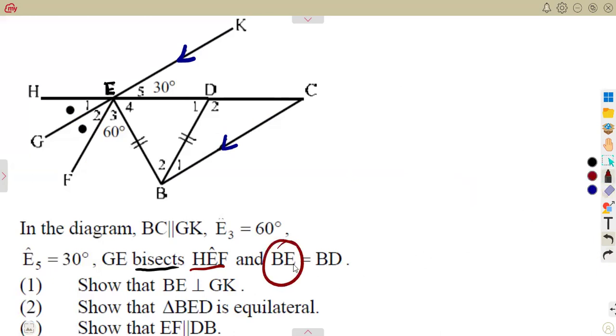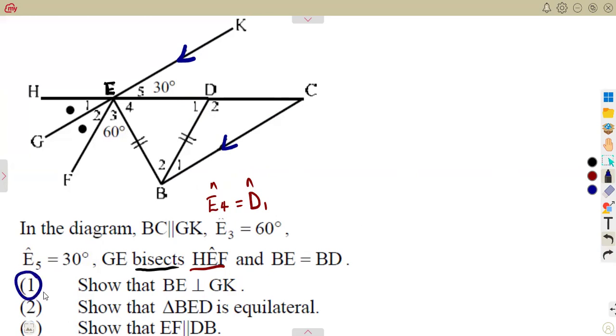Also, we are given BE is equal to BD. From B to E and B to D, we are given that these are equal, and we can see that indication there. So meaning to say the angles there, E4 and D1, must be equal. Remember the concept of angles opposite equal sides. So it means angle E4 is equal to angle D1. We are supposed to know this from our triangle. So this is what you're given and what you can also tell.